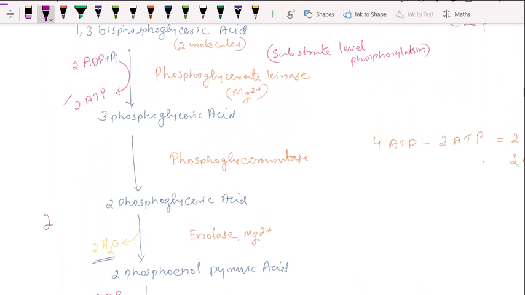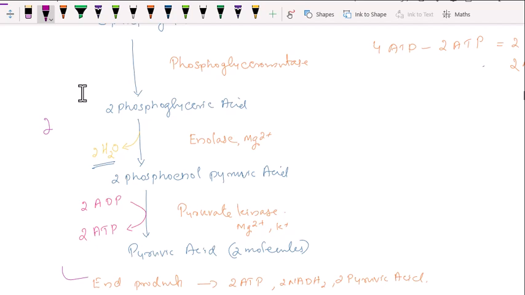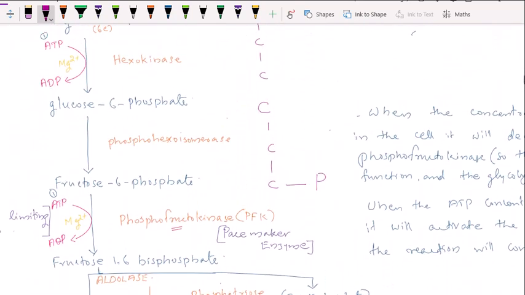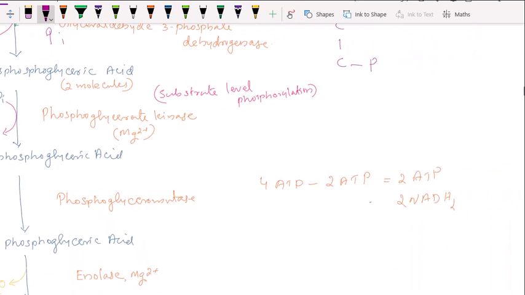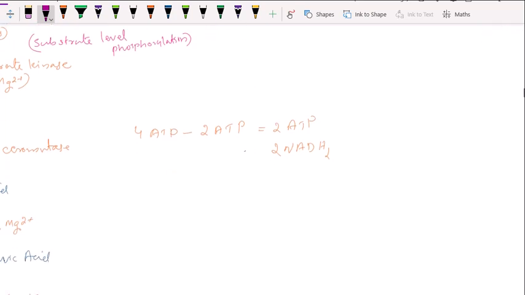At the end of the process, we can say there are 4 ATP molecules produced. In this step 2 ATPs, here again 2 ATP, so the total ATP production is 4. At the beginning, we already studied the first step and third step, where 1 ATP each was utilized, so a total of 2 consumed. So the net gain is 2 ATP, and in addition 2 NADH2 molecules are also produced.